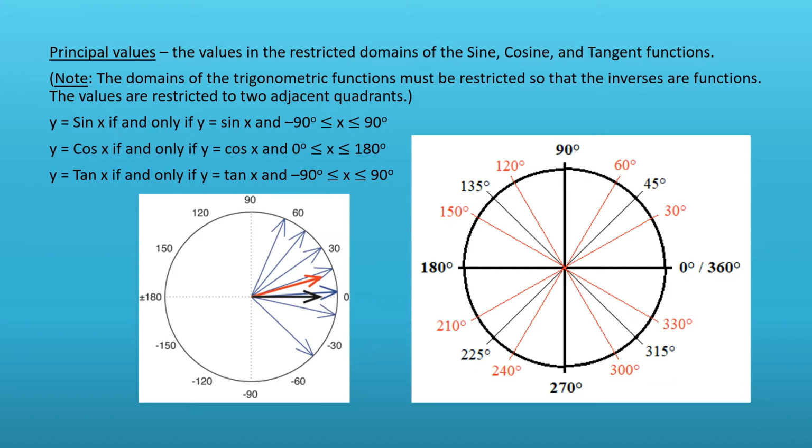Well, inverse tangent. Tangent, y equals tangent of x, if and only if y equals tangent of x, and your values are between negative 90 and positive 90. So same as the sine values, between negative 90 and positive 90 again, which means quadrant 4 and quadrant 1. All these angle measurements right here are where the inverse tangent function is going to be restricted to.